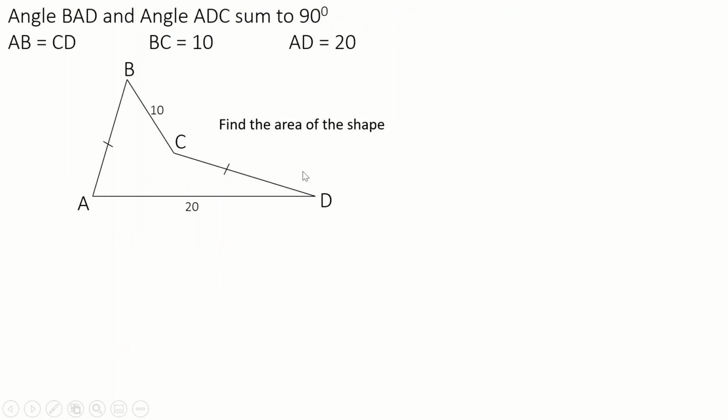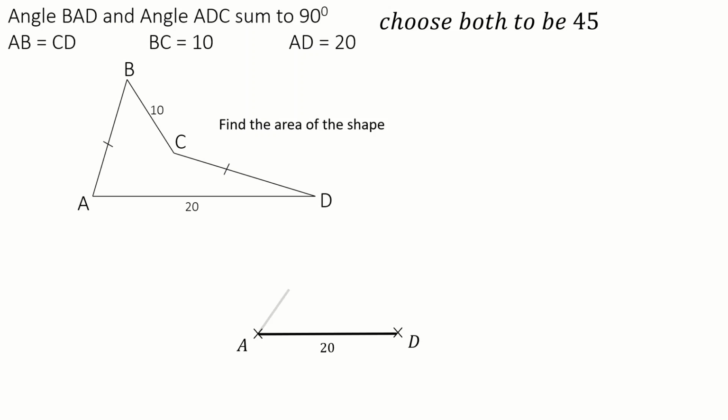Angle BAD and angle ADC sum to 90 degrees. Well, okay. Let's just make both 45 then. That's one correct interpretation of the problems. Let's just do that. Let's make them both 45 degrees and draw this picture. I think that's this picture if we interpret 45 degrees each side. And now we're going to find the area of this.